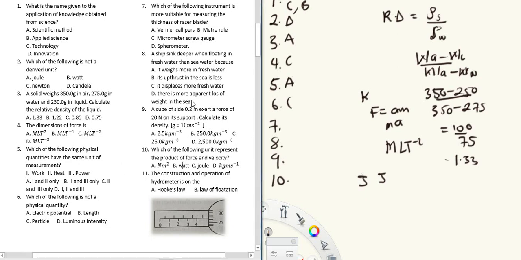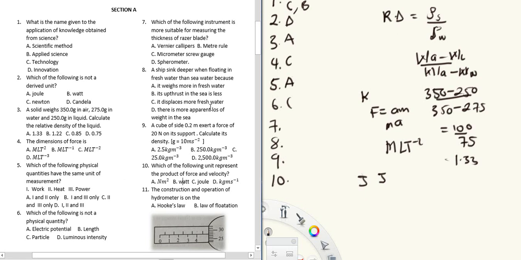Question 7, which of the following instrument is most... and then definitely or obviously the answer is C, because micrometer screw gauge is able to measure very small length or distances. So that is C for question 7. Then we'll come to question 8.